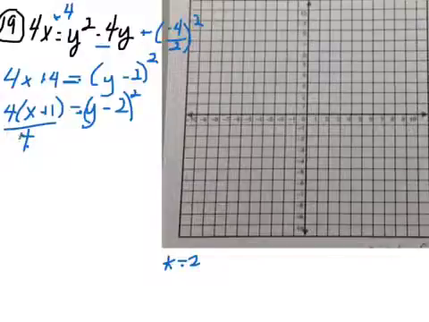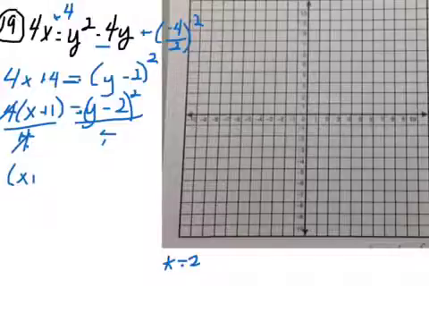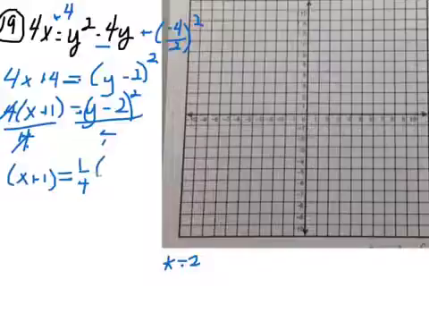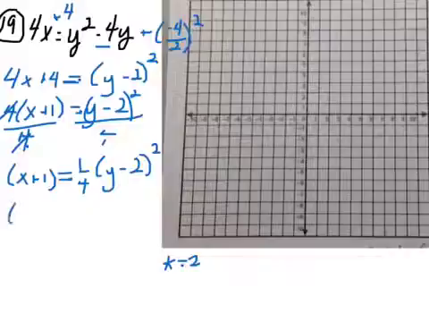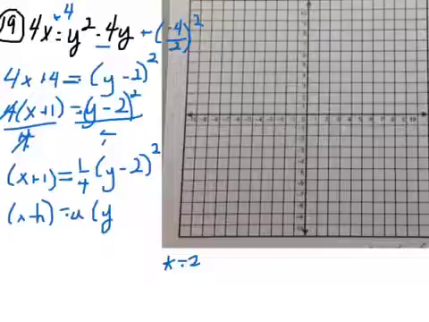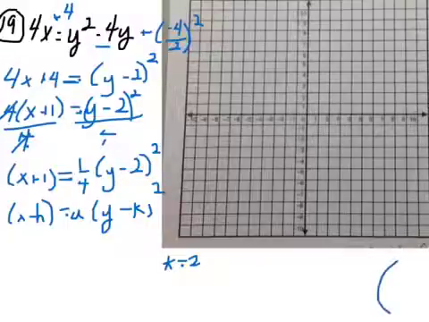Dividing by 4 is the same thing as multiplying by a fourth. So when I rewrite this, I'm going to write this as x plus 1 is equal to 1/4 y minus 2 squared. Alright, now this is x minus h equal a y minus k squared. And if you look at this format, this is going to be a parabola that opens to the right. It's a left-right kind of parabola because the y is squared, and since it's a positive number in front of a, we know that it's going to open right.